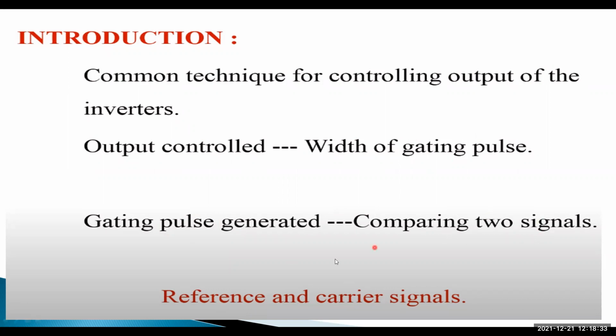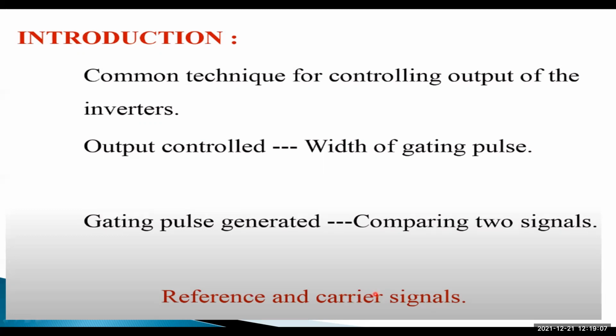The first one is called the reference signal and the second one is called the carrier signal. The carrier signal is a high frequency triangular signal, and the reference signal may be square, sinusoidal or rectangular, whatever it may be. The reference signal differs, but the carrier signal is generally only a triangular signal. By comparing the two signals, we get the gate pulses.